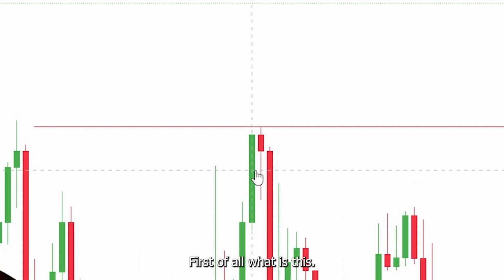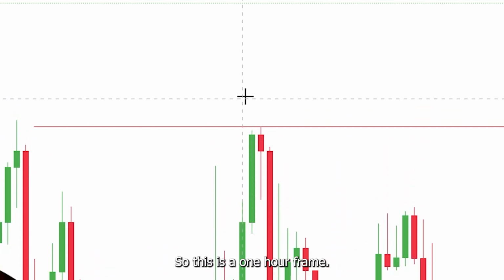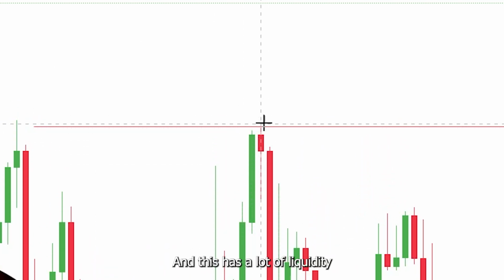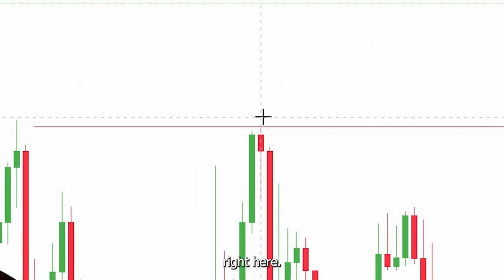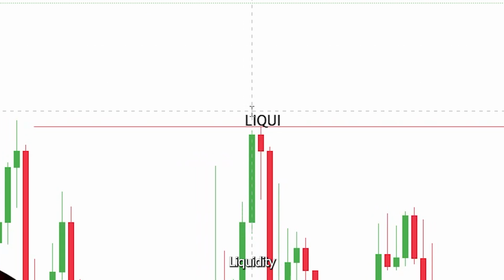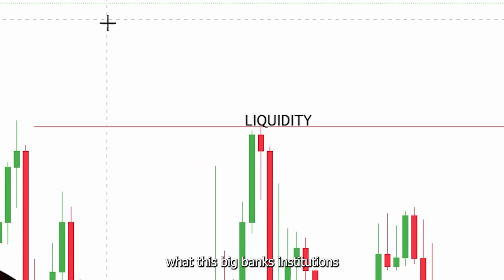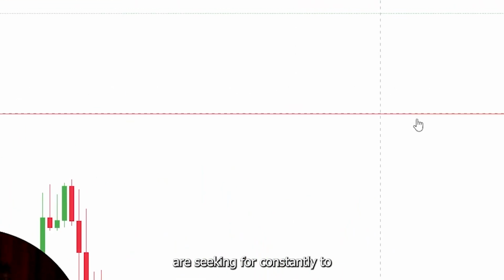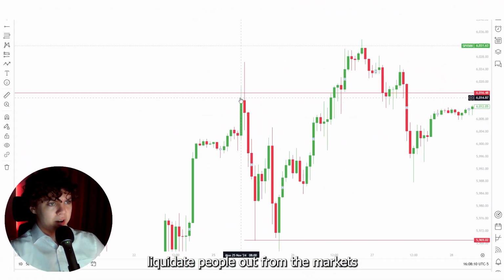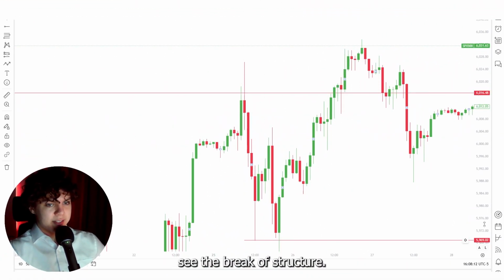First of all, what is this? This is an up candle followed by a down candle. So this is a 1 hour time frame, and this has a lot of liquidity right here. Liquidity is what these big banks, institutions, and hedge funds are constantly seeking. They want to liquidate people out from the market. When we sweep it, we immediately see the break of structure.